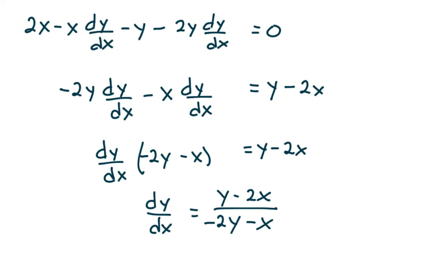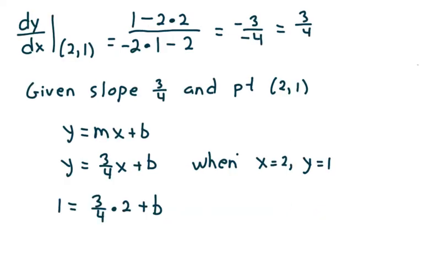So if I solve for dy/dx, I get (y minus 2x) divided by (negative 2y minus x). Okay? Now, dy/dx at the point (2, 1) — remember, the first coordinate is x, the second coordinate is y — you're going to get 3/4. So we're given a slope of 3/4 and a point (2, 1).